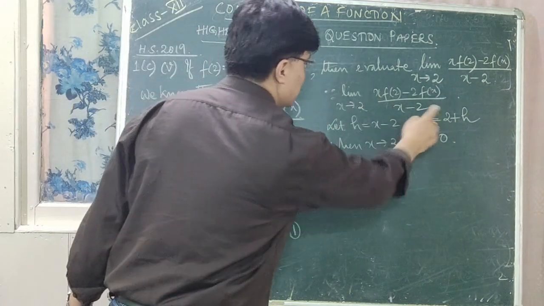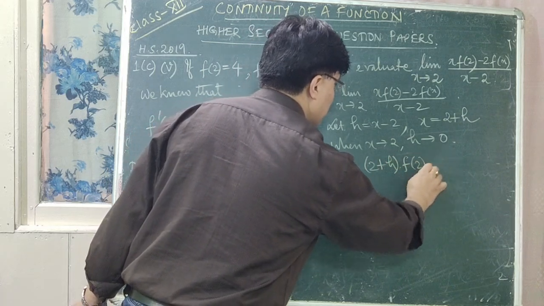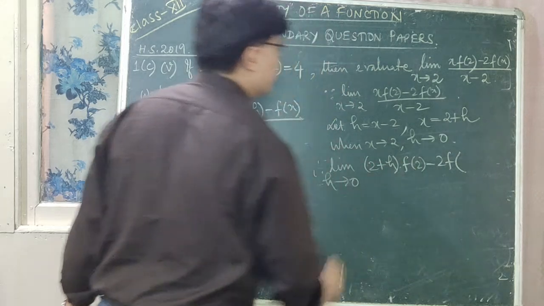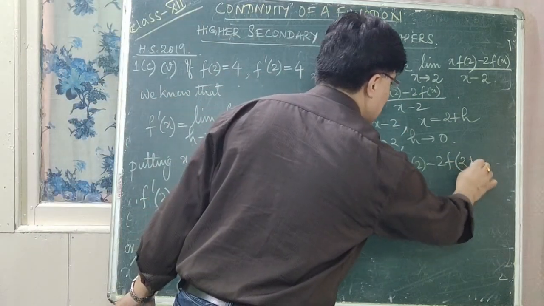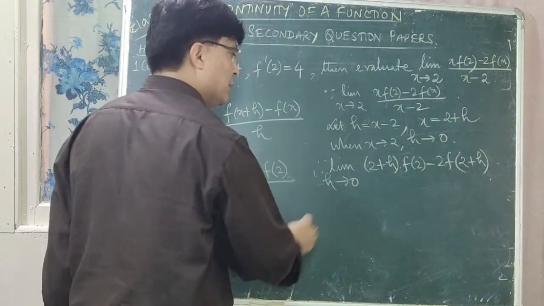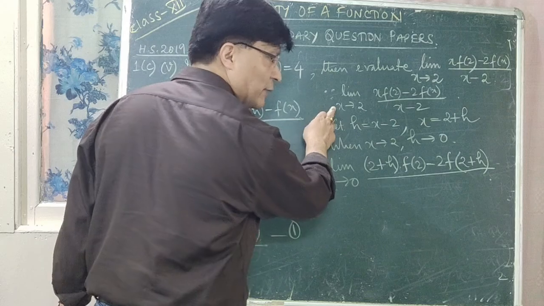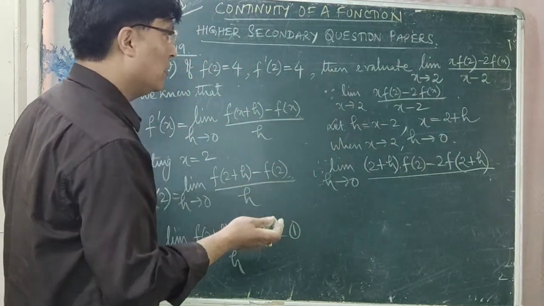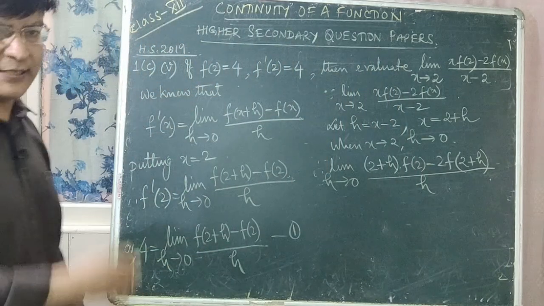What is the value for x? 2 plus h. You can write here (2 plus h) into f of 2 minus twice f of, what is x? What is the value for x here? 2 plus h. You have to change the limit. In this case, you have to change the variable. Before substitution, x was the variable. After substitution, h is the new variable. So what is x minus 2? It is h. So let us simplify it now.